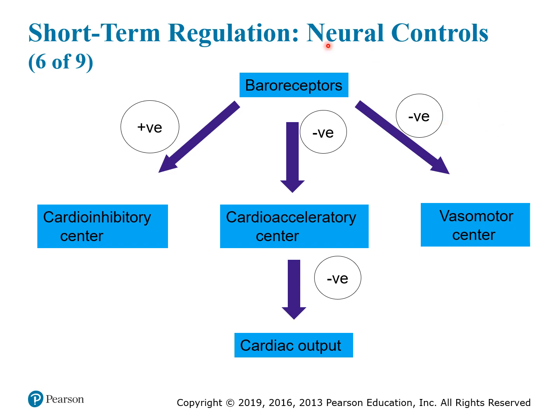In this slide it is basically the same thing in a simple way. When baroreceptors are activated due to high blood pressure, they inhibit the cardioacceleratory center and the vasomotor center, whereas they stimulate the cardioinhibitory center. All of these lead to decreased cardiac output.